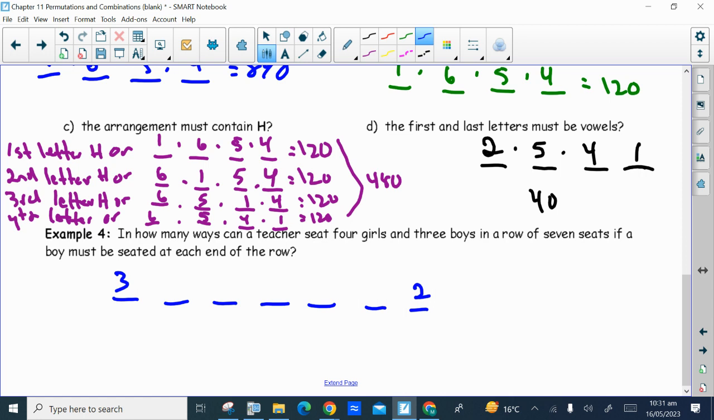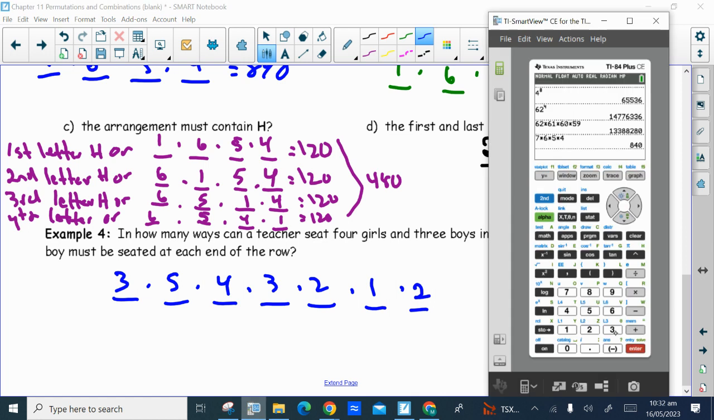You started with 7 students. You've used 2 of them. Now you have 5 remaining to start filling in the other spaces. And obviously, once a student is seated, they can't be picked up and moved somewhere else. So we're always decreasing the number of possibilities as we go from space to space. So we've got 3 times 5 times 4 times 3 times 2, and we can multiply by 1, but that's not going to change anything. But then we also have that 2 at the end.